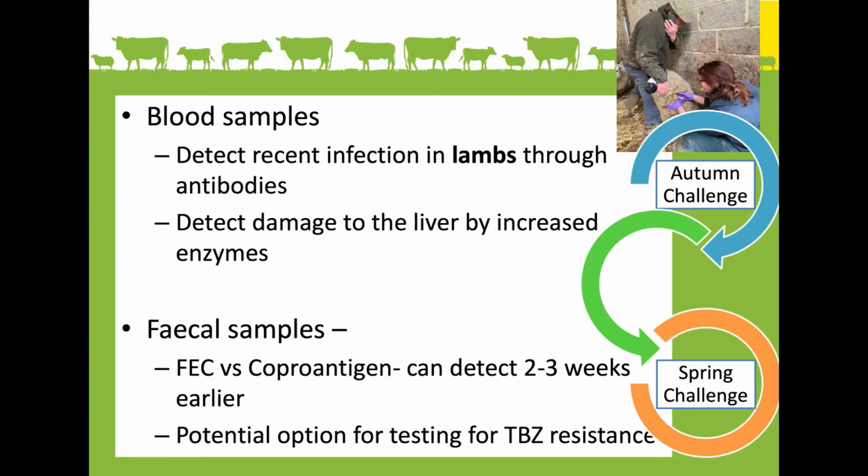So what that means is if a lamb is exposed to liver fluke, 2 to 4 weeks after it's exposed, we can detect antibodies in its blood. So I'll explain how we can use this as a tool and how Excel Vets used this as a tool last year to do some fluke surveillance.